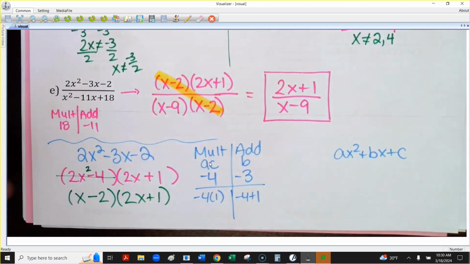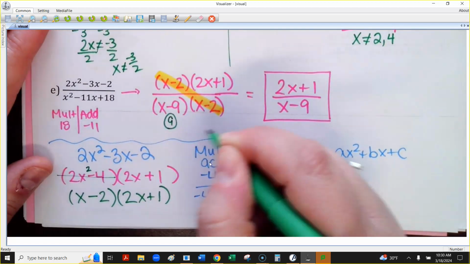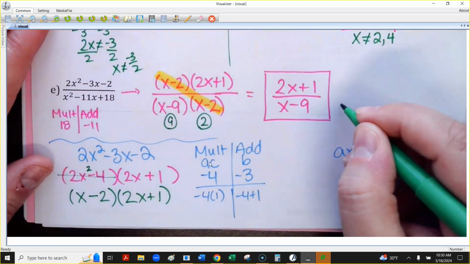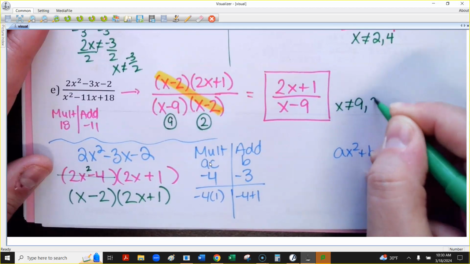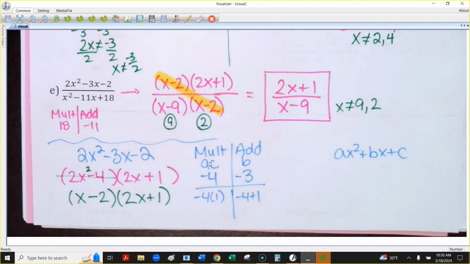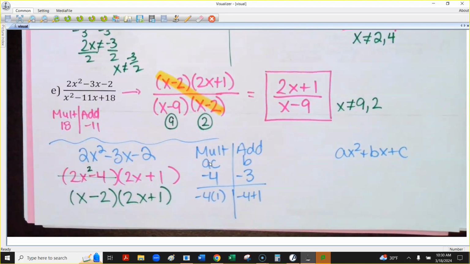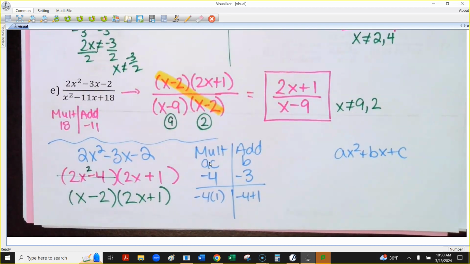Now, in terms of your restrictions, 9 here and 2 here. So x can't be 9, and even though we canceled it out, it can't be 2 either, because it would make the original problem have a denominator of 0. That's the worst if you have to factor a quadratic that's got a number in front of the x squared. Is anybody having a question?